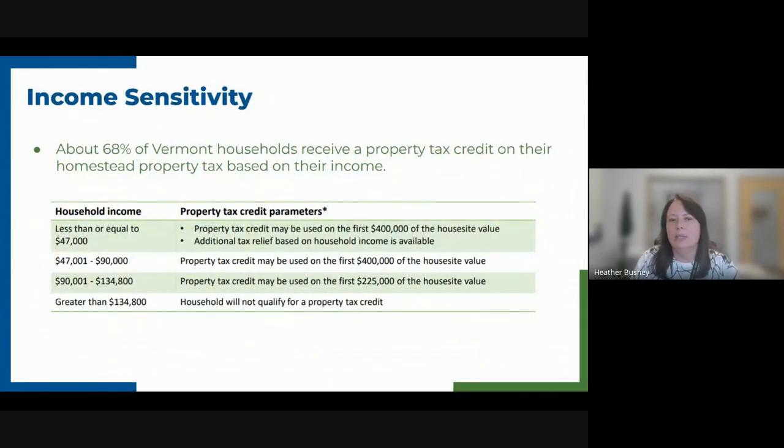We talked a little bit about income sensitivity. About 68% of Vermont households actually receive a property tax credit on their bill based on their income. So they're not going to pay what the actual tax rate is times their house value, because they get a credit. However, if you look at these limits on household value of $400,000, when we reappraise, we are going to bump houses outside of that $400,000. So that is the downside of reappraisal.